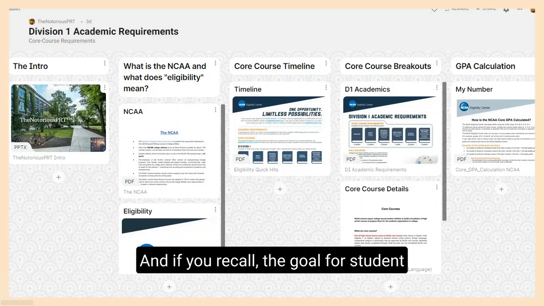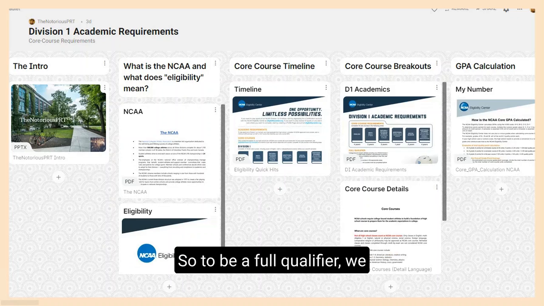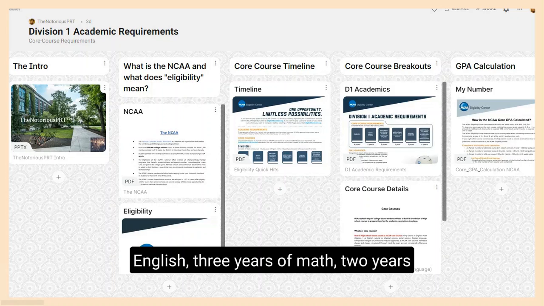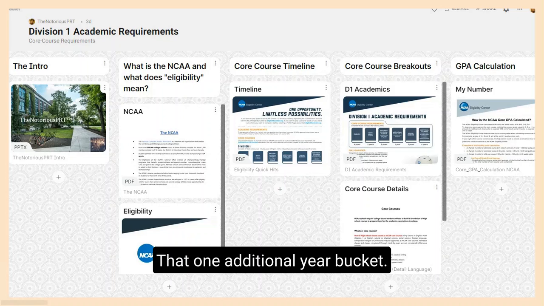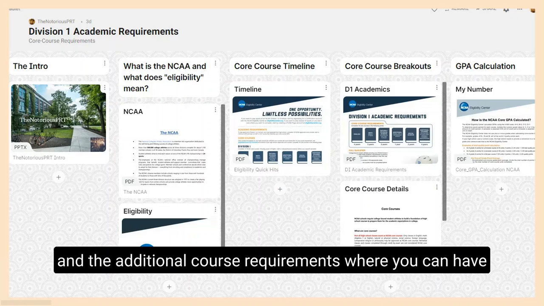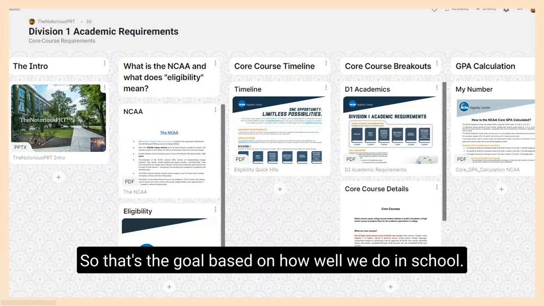And if you recall, the goal for student athletes is to be a full qualifier, right? And we're talking about Division One now, right? So to be a full qualifier, we have to meet certain requirements. And those requirements were 4 years of English, 3 years of math, 2 years of natural science or physical science, that one additional year bucket we talked about, social science, 2 years of that, and the additional course requirements where you can have your religion, philosophy, foreign language, and so forth, right?